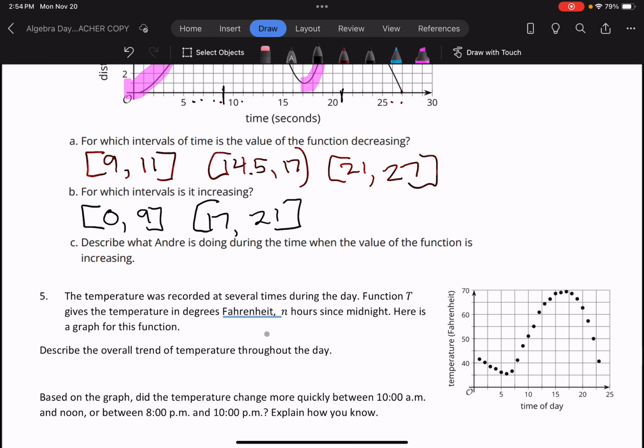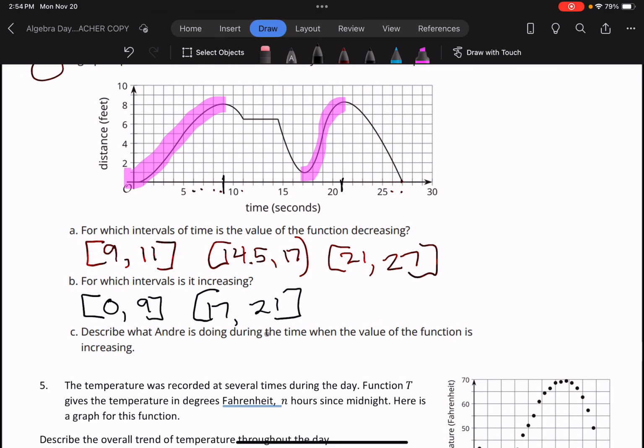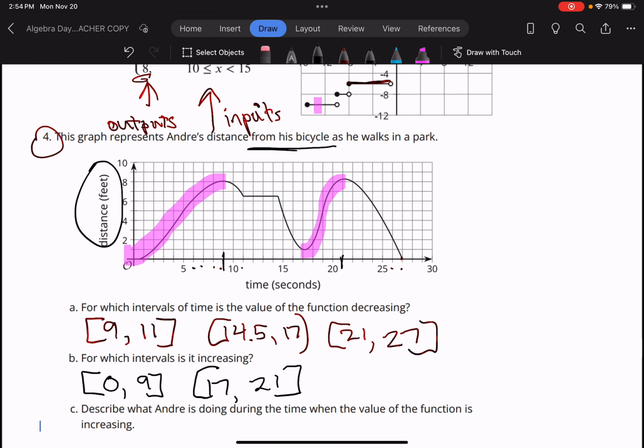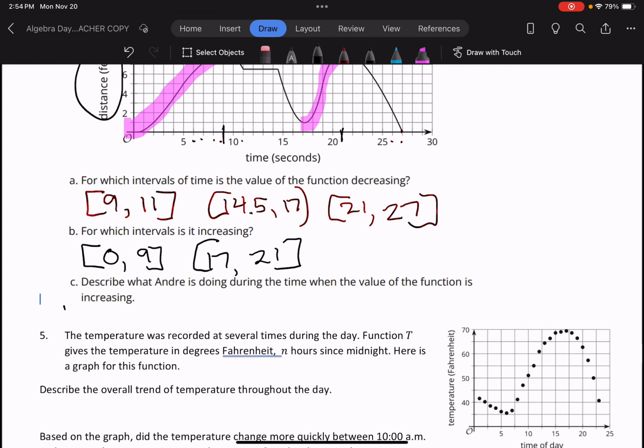Describe what Andre is doing during the time when the value of the function is increasing. So when the value of the function is increasing, right, this is the distance in feet away from his bike. So when it's increasing, he's moving away from his bike.